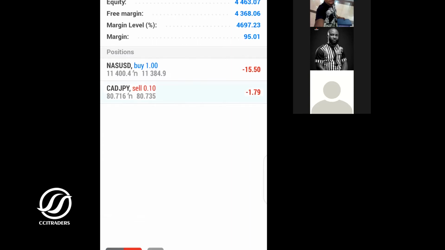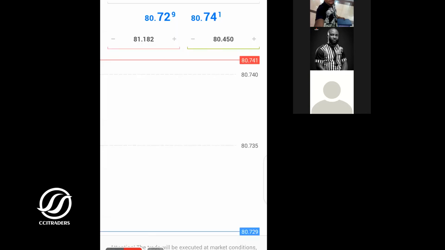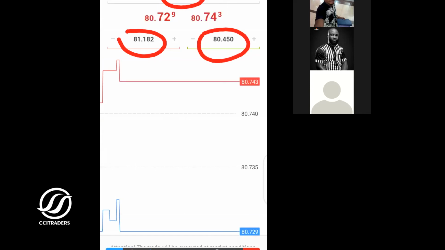I click and hold on the trade. The option for close trade, close order comes up. So what do I do? I click on that option, close order. Now you can see my lot size here. You can see my stop loss. You can see my take profit. So how do I reduce partial of my loss? I want to reduce my lot size.